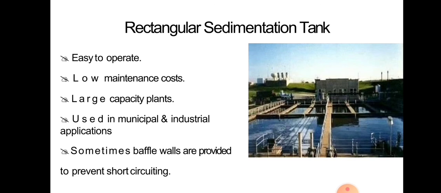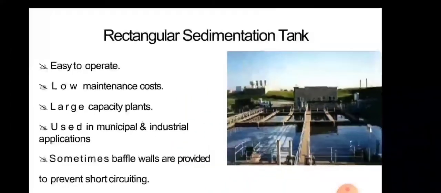Now coming to a rectangular sedimentation tank, the advantages are that it is very easy to operate, and also we need not do continuous maintenance. The cost of maintenance is also comparatively lesser, and also the capacity of the plants will be large, and mainly these types of tanks are used for municipal as well as industrial applications. Sometimes we also provide baffle walls in the tank. This is mainly to prevent short circuiting. As you see in the figure, this is a typical rectangular sedimentation tank.